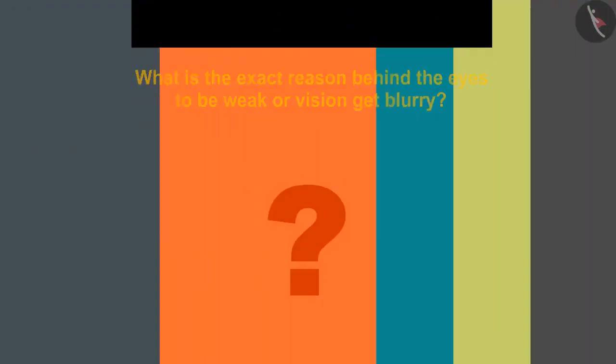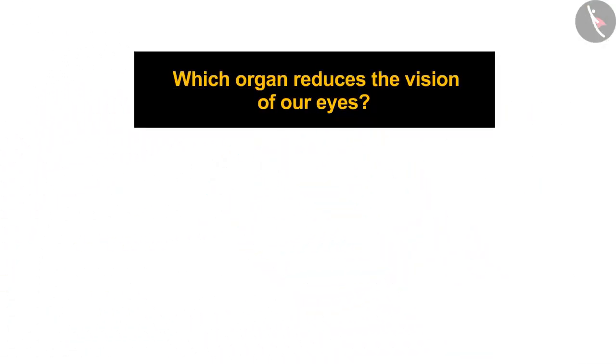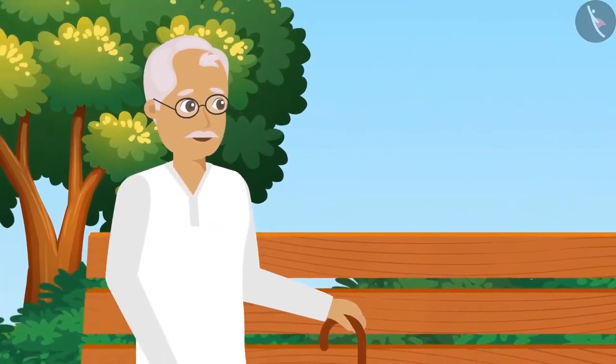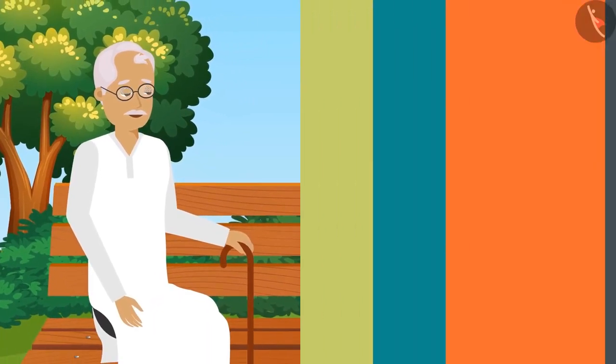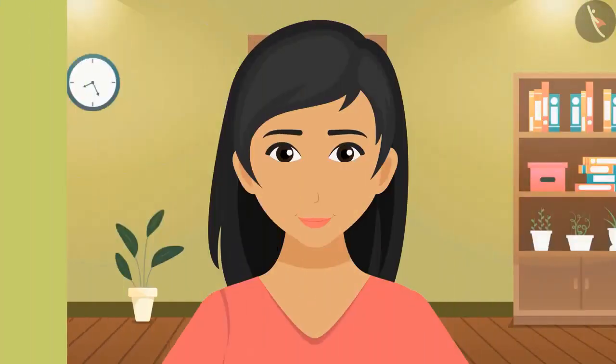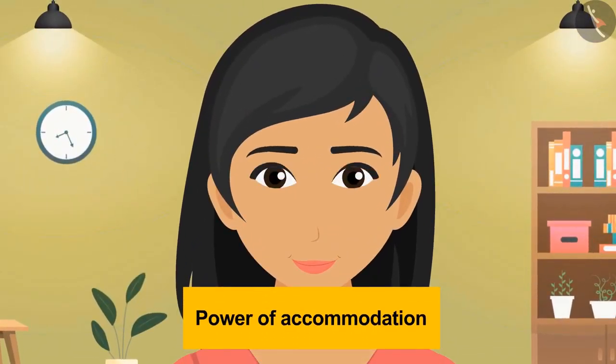In our previous video, we learned about the various organs of the eyes. But weakening of which organ reduces the vision of our eyes? Stay tuned till the end of the video to find answers to some of the similar questions. But before knowing the defects of vision, it is important to understand a concept first, known as power of accommodation.